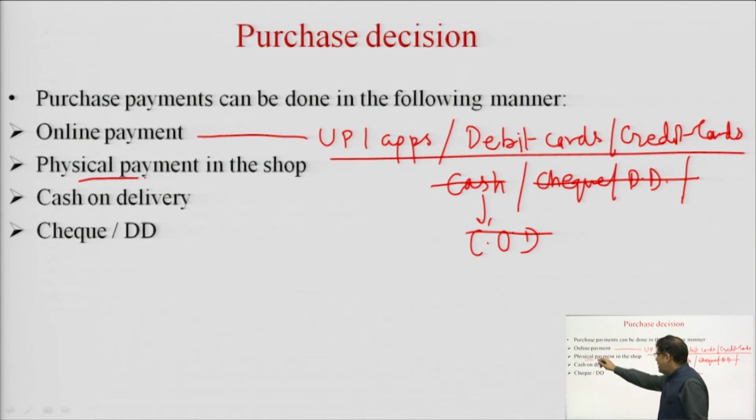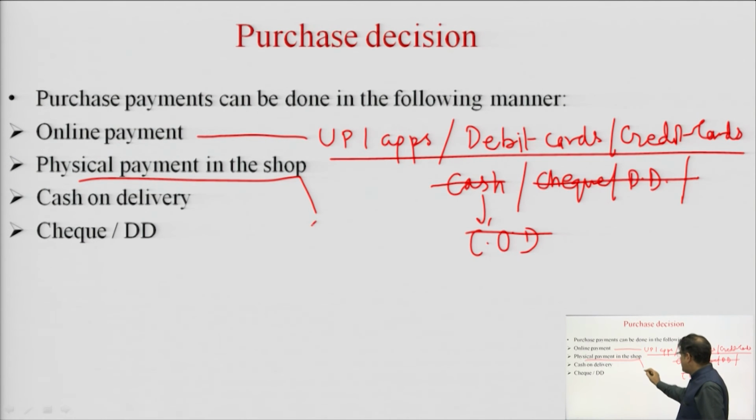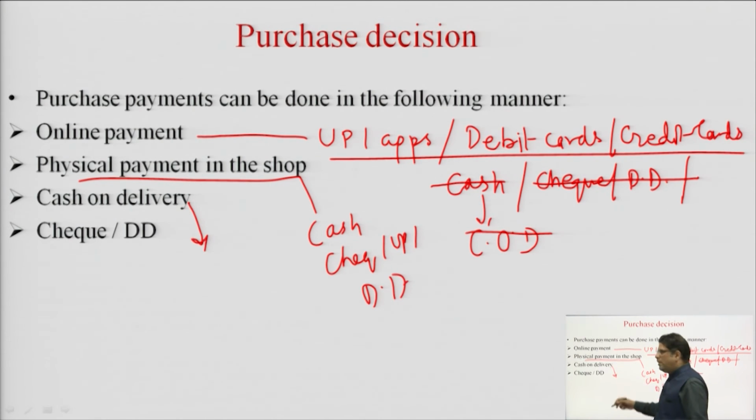Then physical payment in a shop. Physical payment in a shop can be done through cash or by using check or by using UPI or by using a demand draft. Cash on delivery. Cash on delivery is a system in which the product is purchased by the consumer when it arrives at the doorstep. So, the consumer orders the product on phone.